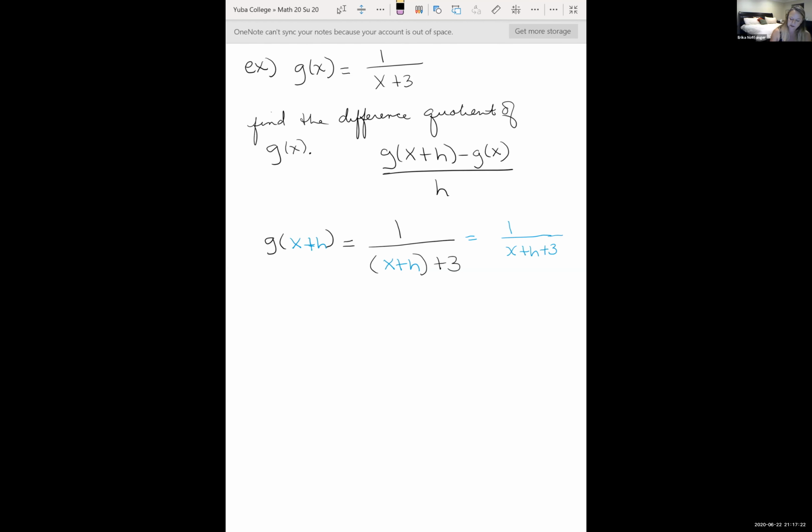So my difference quotient, basically the minus g of x is just subtracting off that term g of x, which is 1 over x plus 3. And then put it all over h. So we have 1 all over x plus h plus 3 minus 1 over x plus 3, all over h.